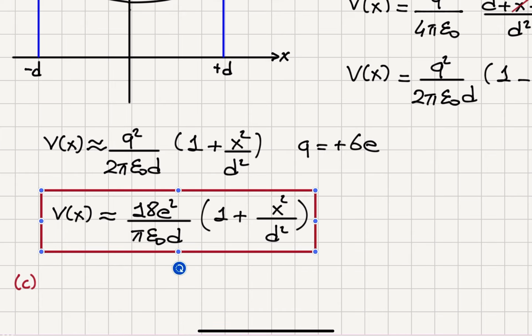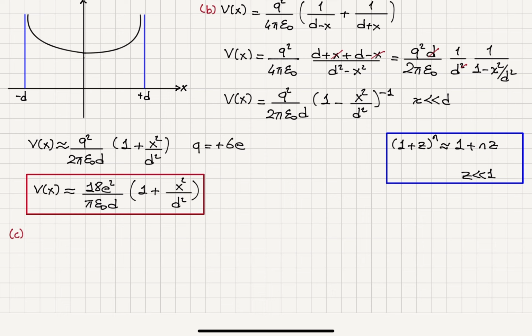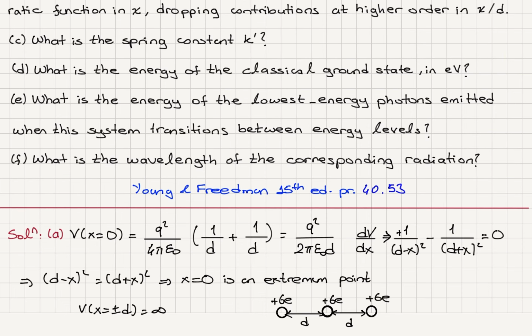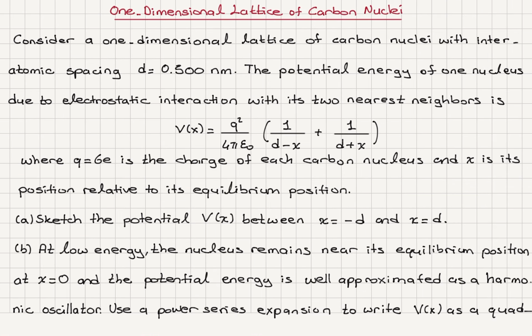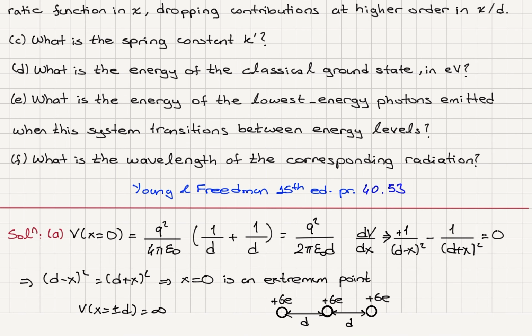So it is a quadratic function of the deviation from the equilibrium position. As mentioned in the problem statement, it is well approximated as a harmonic oscillator. V of x can be written as a quadratic function in x. Part C, well, if we do that, what is the spring constant k prime?